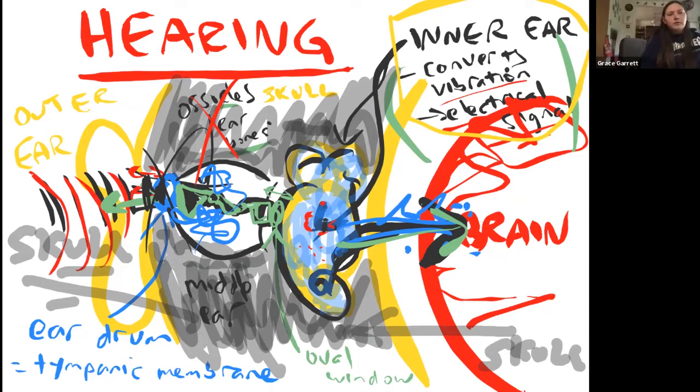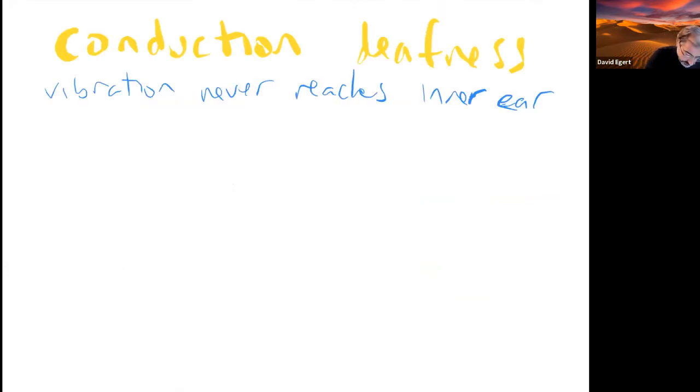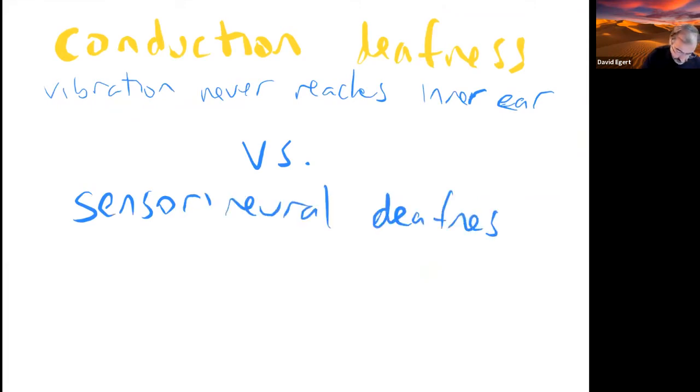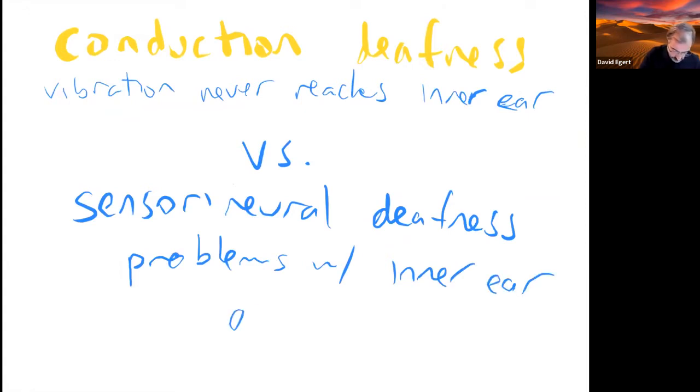Could it be something with the nerve? Yeah, so the other thing is what happens if the inner ear or the brain is not working properly? Maybe the vibration is getting where it's supposed to go, but the machinery that converts vibration to electrical signal doesn't work. There's no sensory transduction. That is called sensory neural deafness. So the vibration is getting where it needs to go, but you are not able to convert that vibration into appropriate electrical activity in your brain.